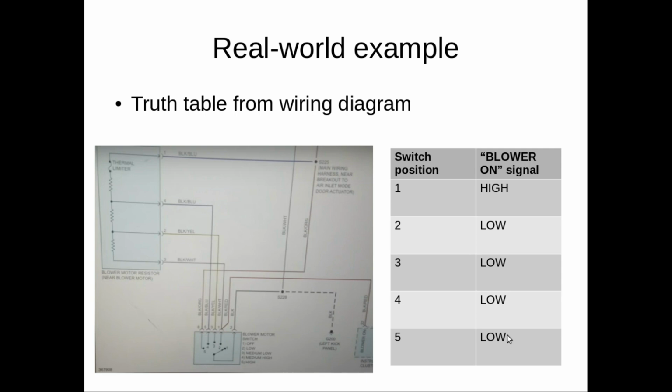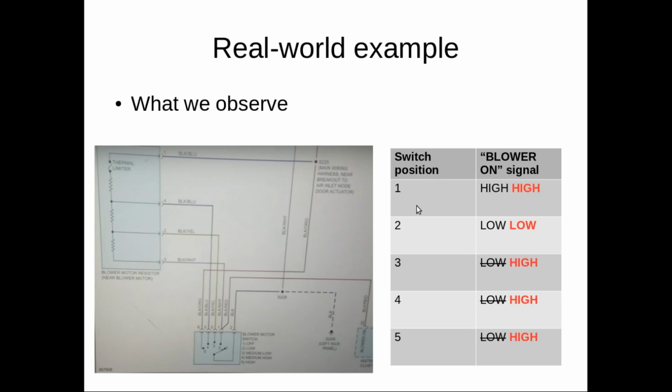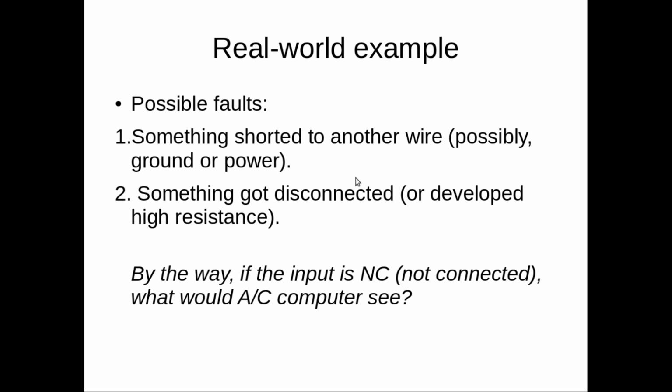Now, this is not what Keith observed in the video. Something went wrong, and for positions from 3 to 5, instead of low, it was high. So something happened to the circuit, and we need to find out what exactly. There could be several possible faults. Some wire can be shorted to another wire, possibly ground or power, or some wire can get disconnected or develop high resistance.